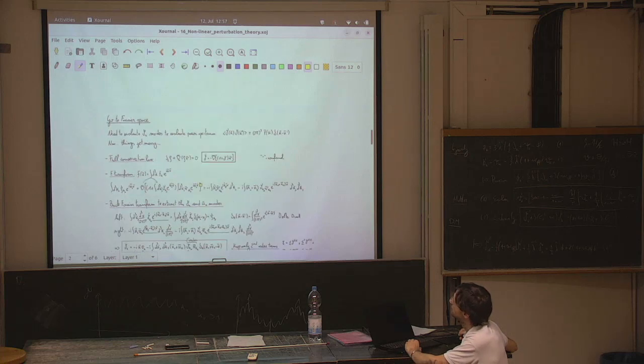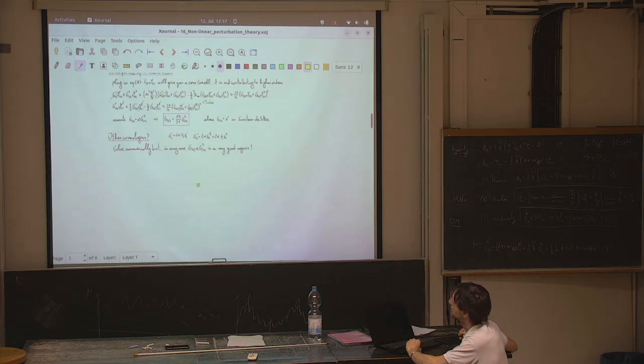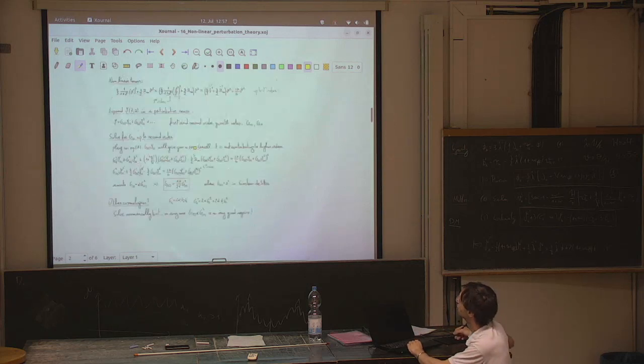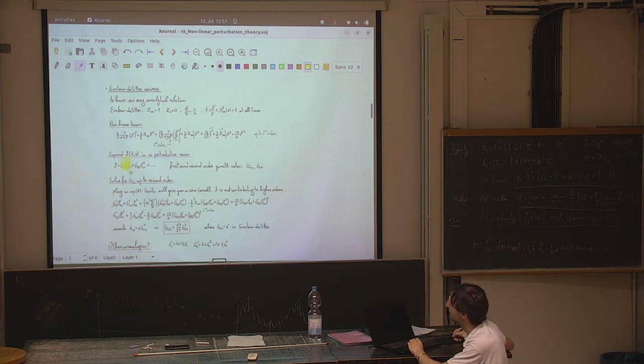Then we can continue, and yes, that's interesting. So we know what the growth rate of our function is. You see that we are going to have our linear growth, the one that we already know, plus an additional growth. So when you enter the nonlinear regime, the growth gets a little bit faster.